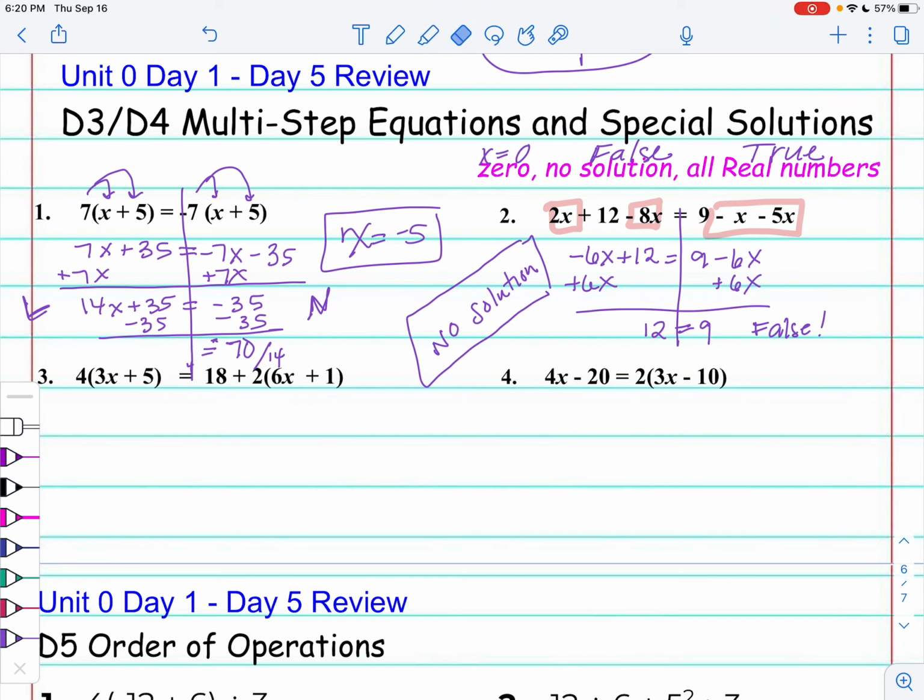Try to erase a little bit of this for myself here. All right, for number 3, first I'm going to distribute. So 12x plus 20. And the 18 stays there, we're not doing anything with it, and we're going to distribute this. Okay, so 12x plus 2. Okay, we have some like terms that we need to combine.